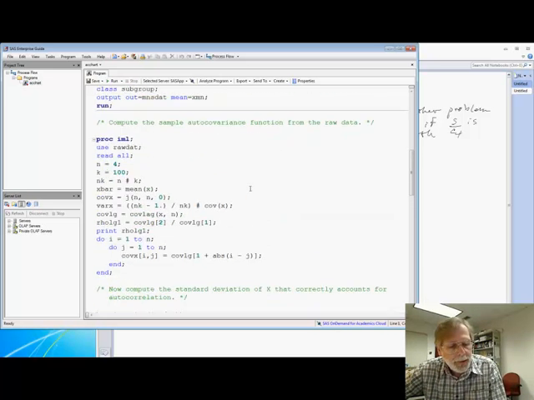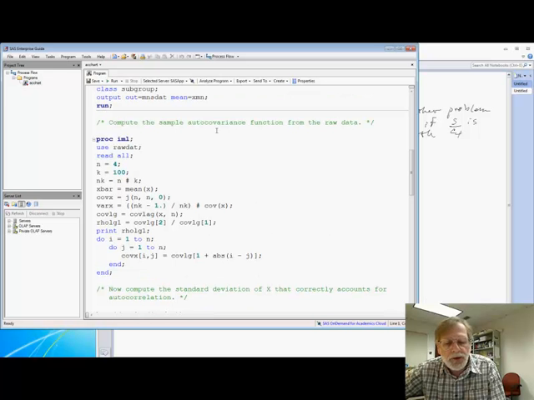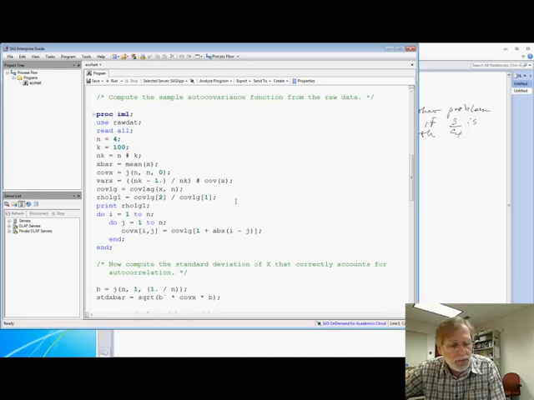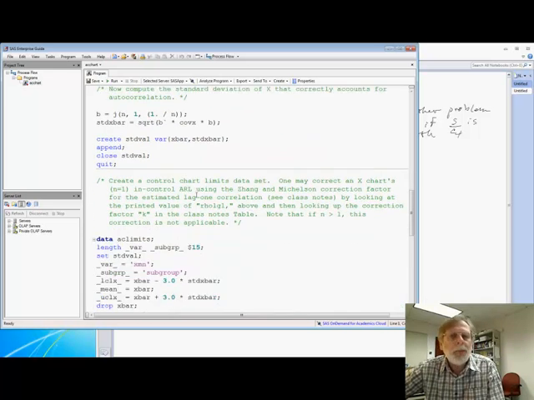So up here, I say print row lag 1. Notice, compute the sample autocovariance function. I just need it at lag 1, and I print it. So you can always run this code. Once you have data from your business process, you will get row lag 1. From that, you can look up the correction in the table as long as you're running n equals 1, i.e.